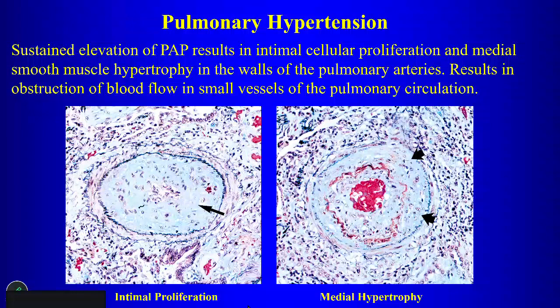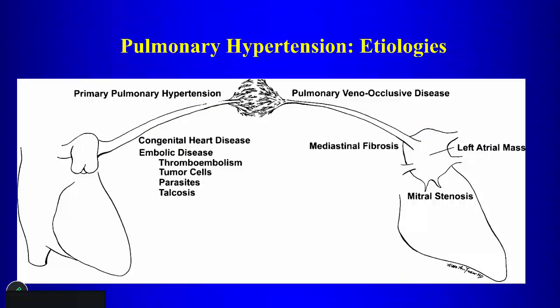What happens with pulmonary hypertension is the patient develops intimal proliferation and medial hypertrophy, and that increases the pulmonary vascular resistance. As that starts to occur, then the pulmonary hypertension gets worse, and then you get into this feedback loop where then you get more hypertrophy. So you can get this vicious cycle where once the patient starts to develop pulmonary hypertension, the pulmonary hypertension gets worse.